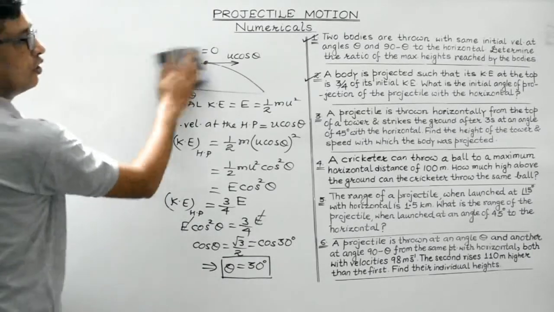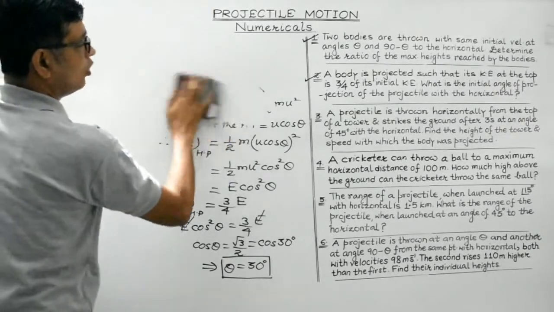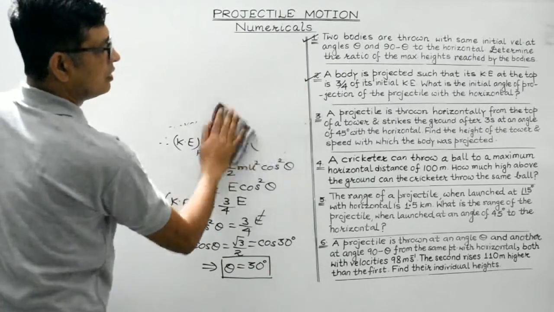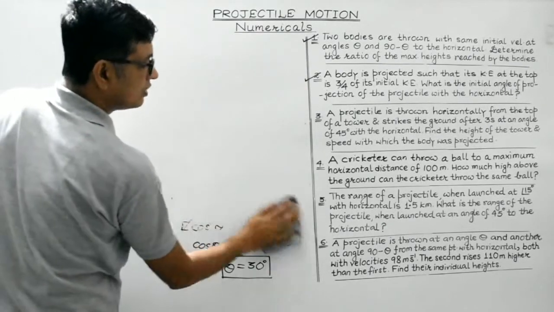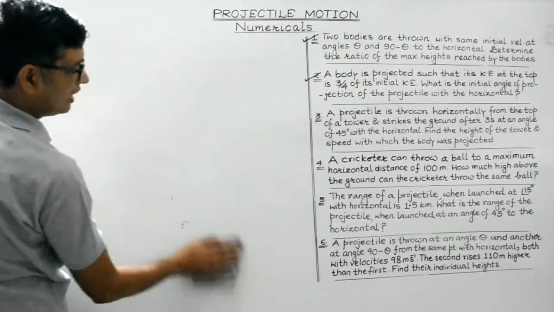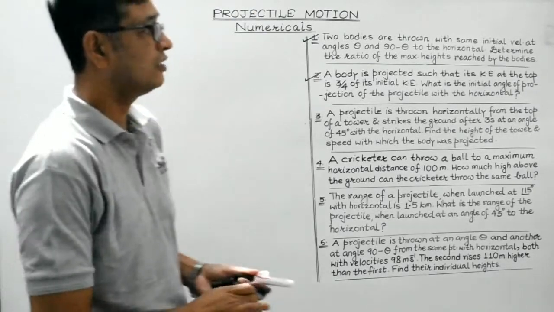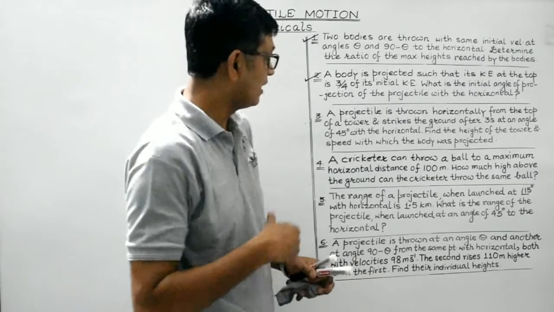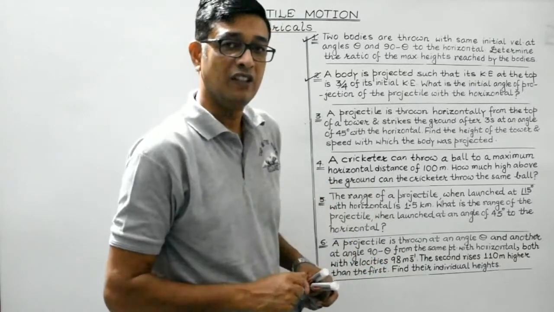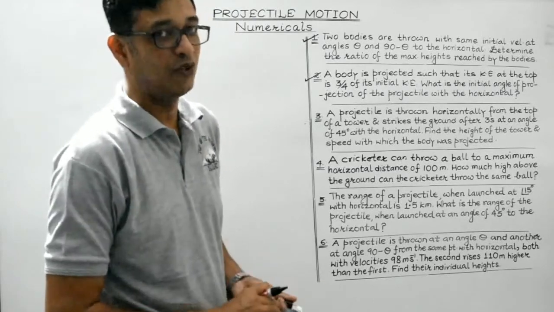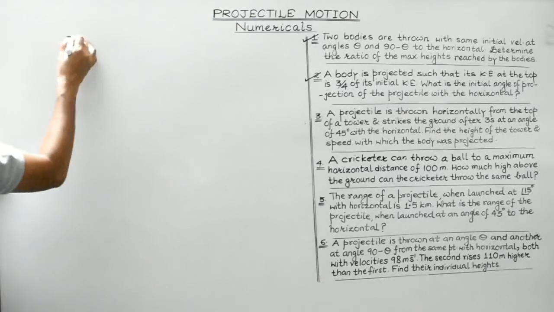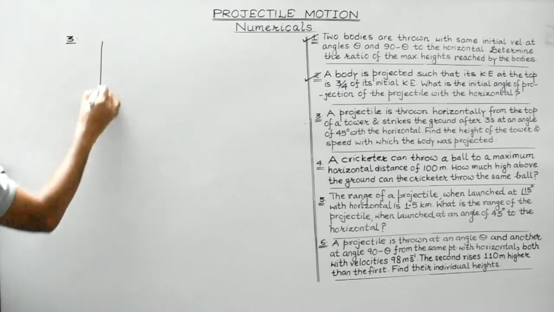It is the case of horizontal projection. A projectile is thrown horizontally from the top of a tower and strikes the ground after 3 seconds at an angle of 45 degree with the horizontal. Find the height of the tower and the speed with which the body was projected. So students, the third question is somewhat like this.